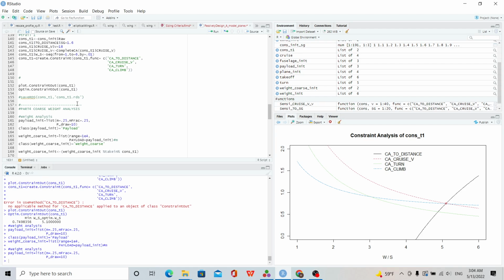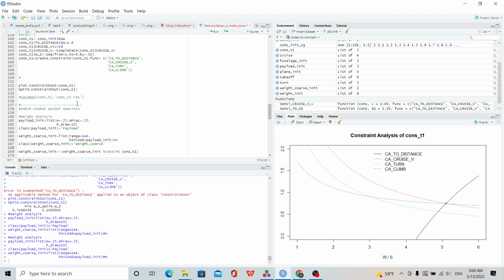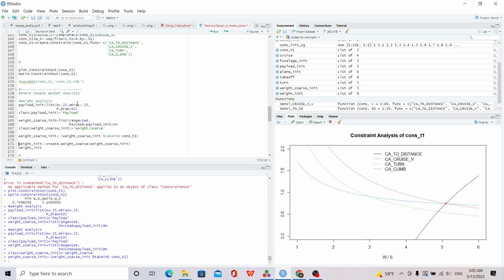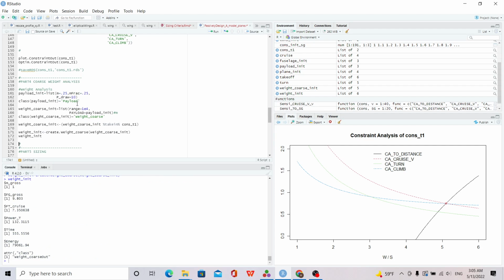So we can create a weight analysis, to see how much each component weighs and what's the fraction of that inside the plane. And this weight analysis is pretty common in developing especially electric powered small recreational drones.